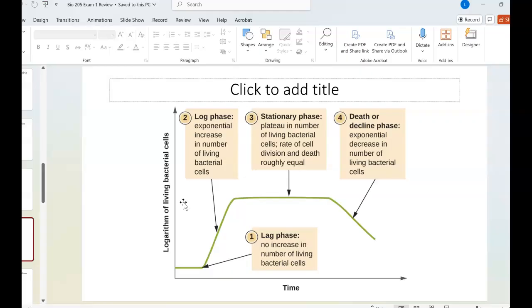This is something that you can draw out and you can actually practice. One of the things that I mentioned was that if we were growing an endospore former, we would probably start to see some of those endospores in stationary phase, even more so as we got into death or decline phase.